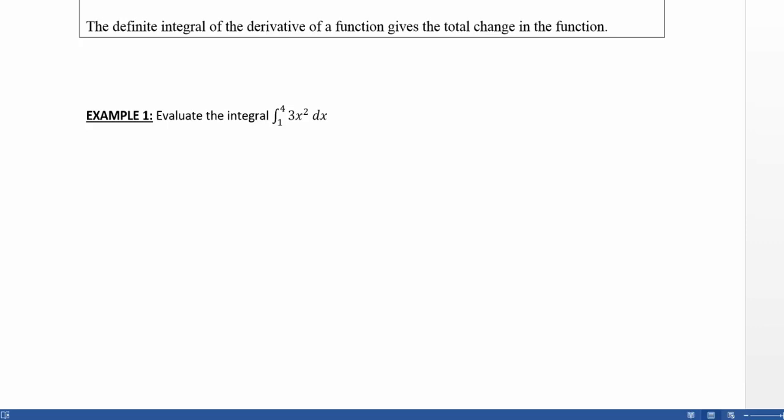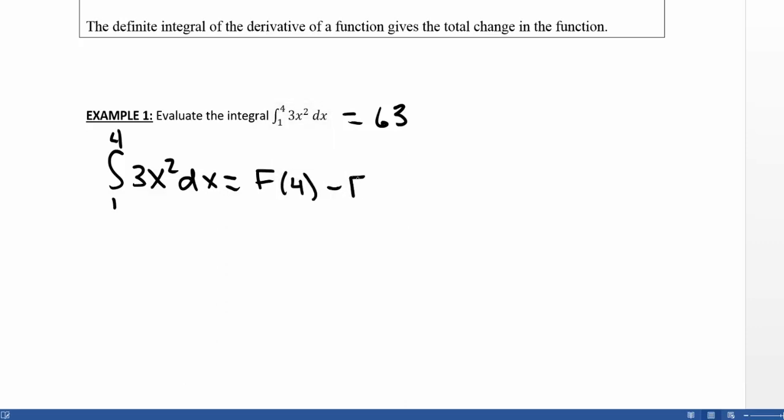Example 1. Evaluate the integral of 3x squared dx from 1 to 4. One way that we're able to do this is to plug this into a calculator or a computing software. If we were to plug this in, we would get a value of 63, which means that the area under the curve of 3x squared is 63. Now, we also know from the fundamental theorem of calculus that the integral from 1 to 4 of 3x squared dx is equal to the antiderivative of our function at 4 minus the antiderivative of our function at 1.